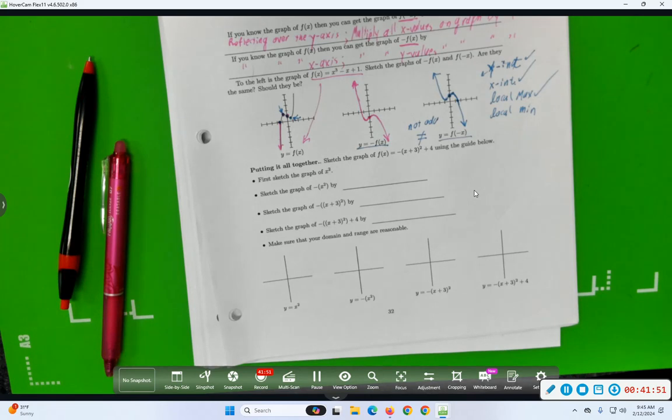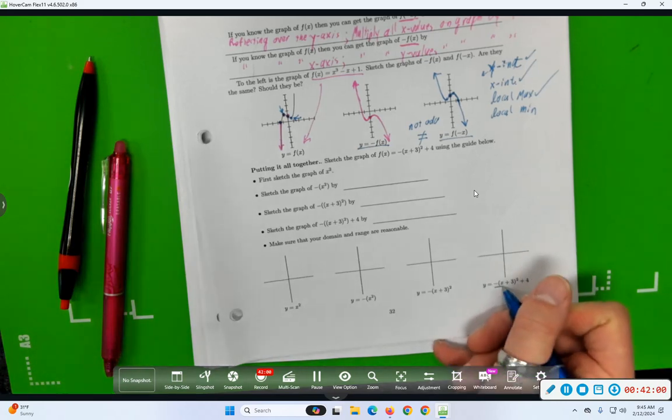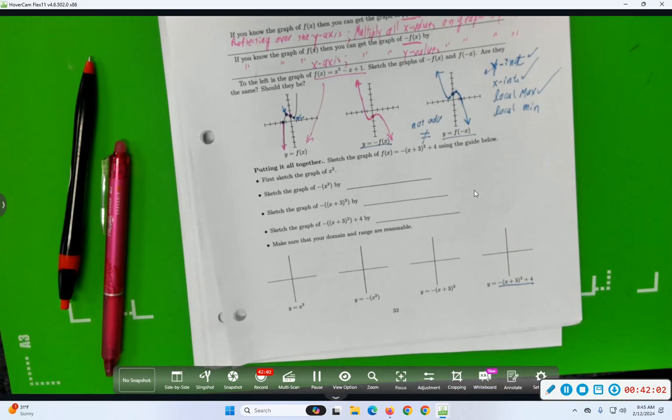All right. So one last example. I have 5 minutes left on the clock. Let's put these ingredients together. So let's suppose I want to ask you, what does the graph of y equals negative x plus 3 quantity squared plus 4 look like?